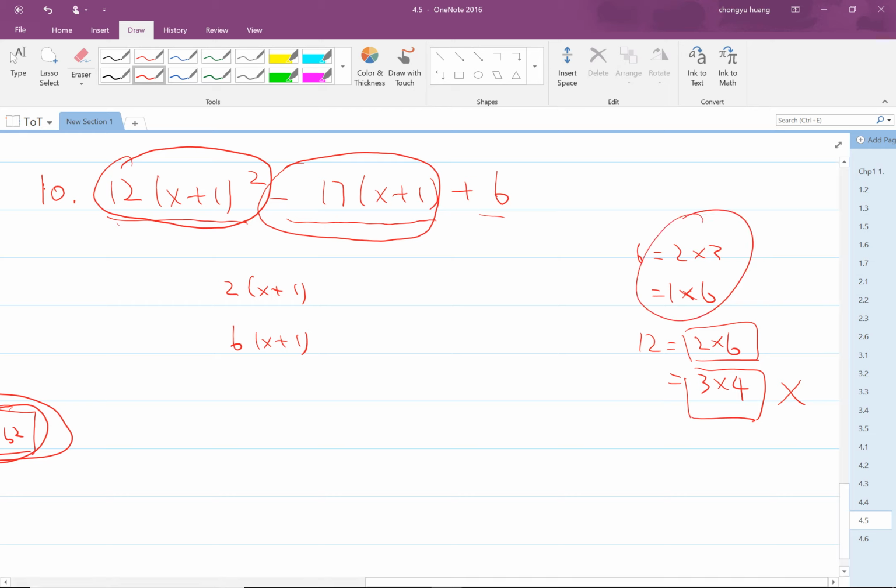So let me try this way. If we try this one, it's also not really working. So what about the other combination? Let's try 3 and then 2. So it is definitely not working. It's just not going to work. And what about this?